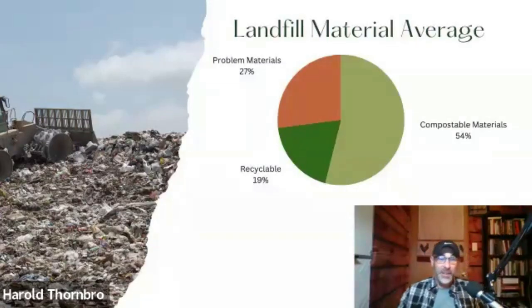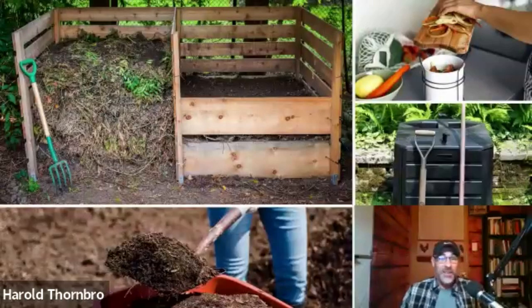So I find that encouraging, the fact that we have that much stuff that we can compost, that we can turn into a valuable resource. That means the average home, if that's the case, has 54% of compostable material going in their trash. You could make a lot of compost with that. So we can eliminate that problem right there.